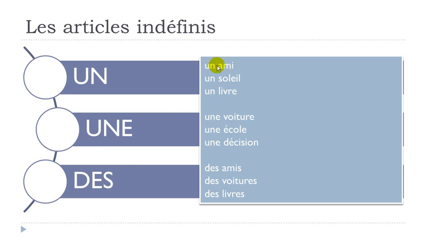Okay, here ami means friend. Okay, un ami, and then we tend to make this little link between the two. Un ami. Okay, soleil, sun. Un soleil. Livre, book. Un livre. Voiture, car, feminine. Une voiture. École, school, feminine form as well. Une école.